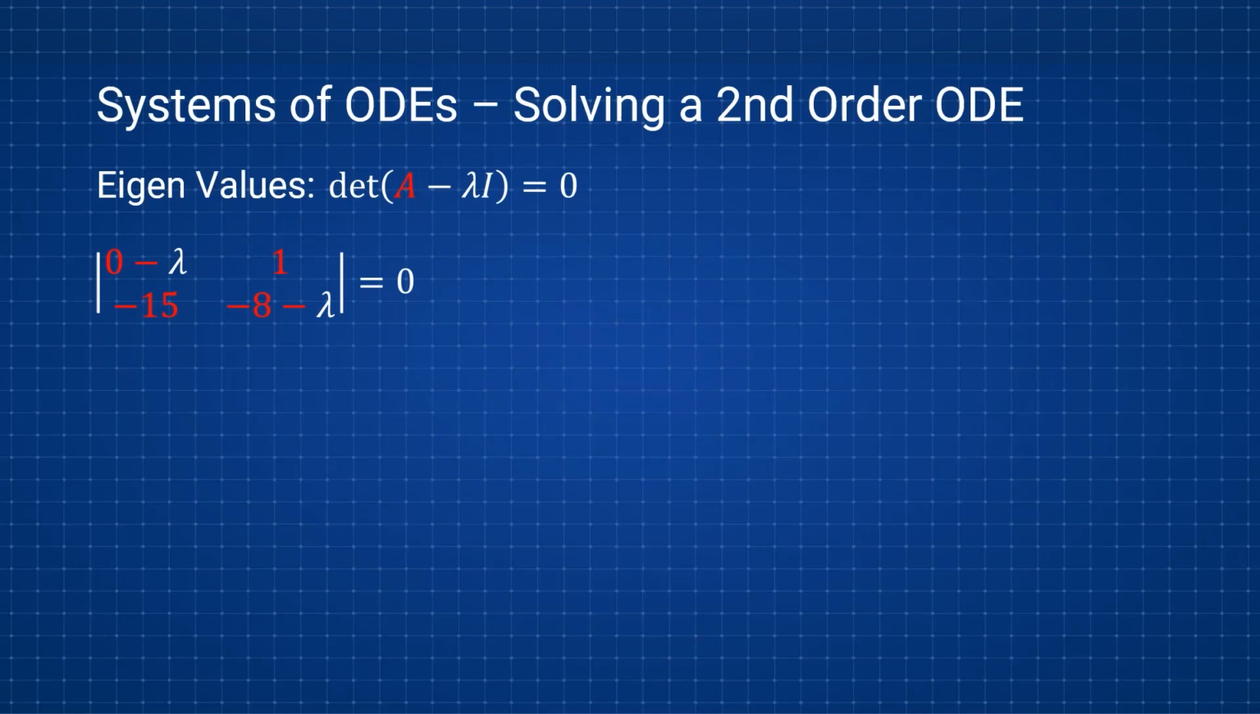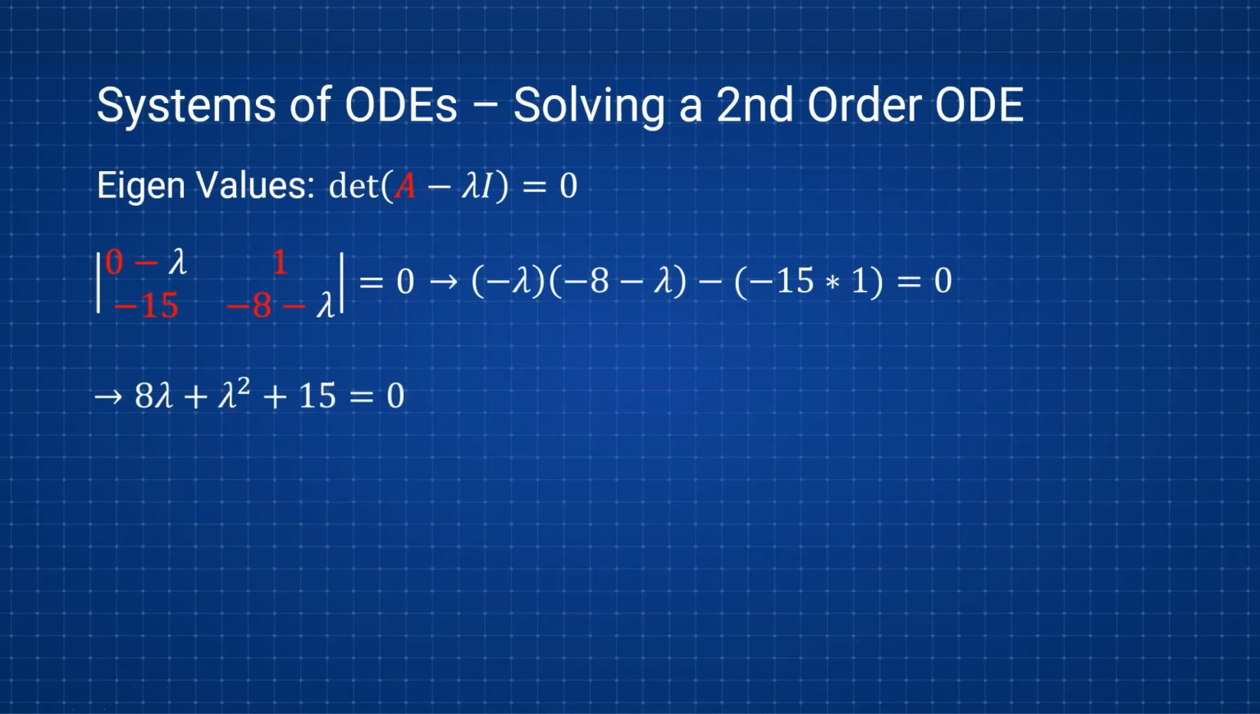Since we're doing the determinant, we need to do a cross. So 0 minus lambda times negative 8 minus lambda, minus negative 15 times 1. Basically, with the determinant we're taking the product across. Once we multiply everything out in my equation, I will be getting this.